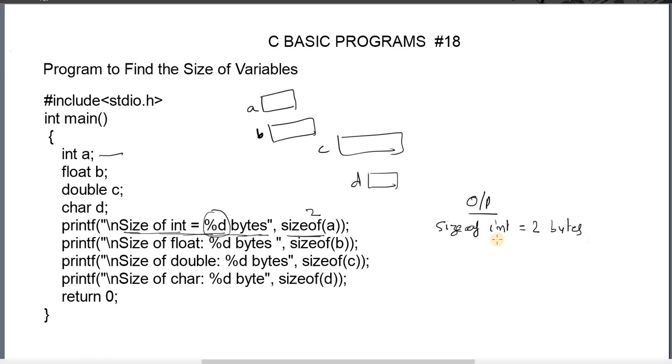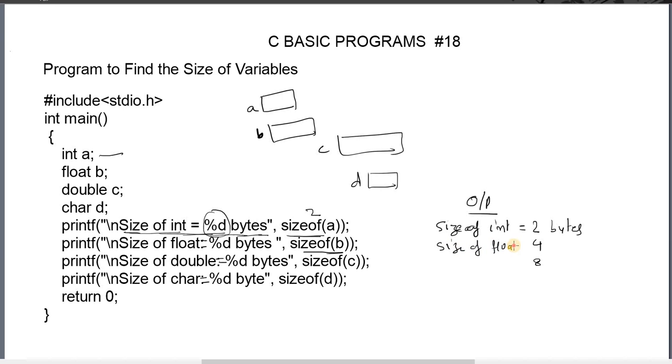Like this, here we write "size of float equal to", "size of double equal to", "size of char equal to". Here for size of float, we will get the result of this: the size of float is 4 bytes. For size of double, here we will get 8 bytes.